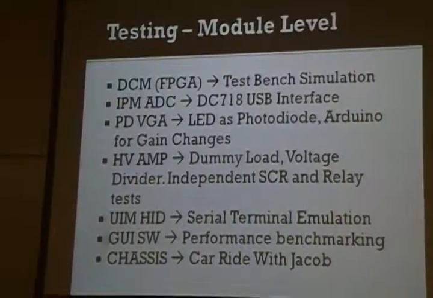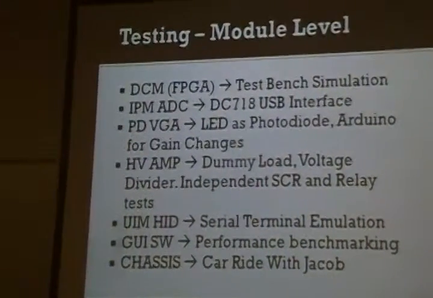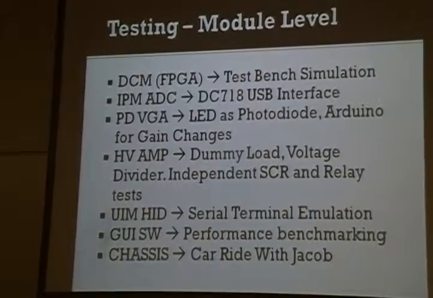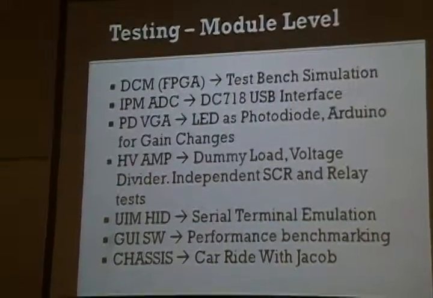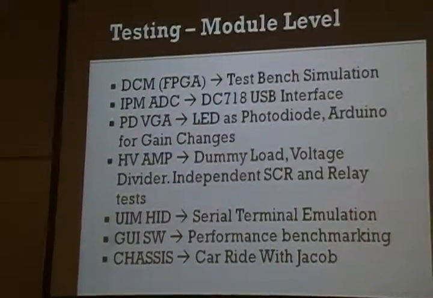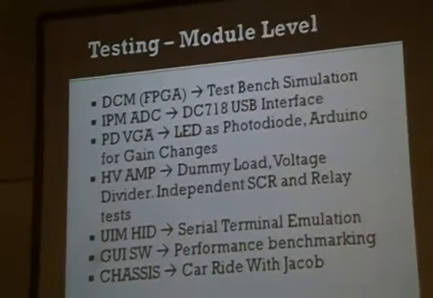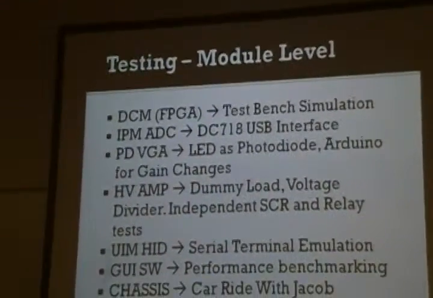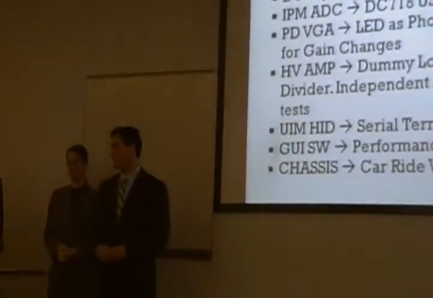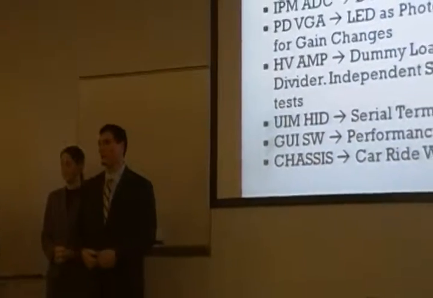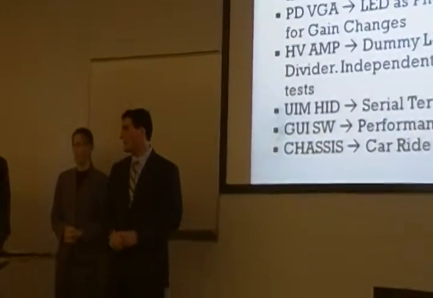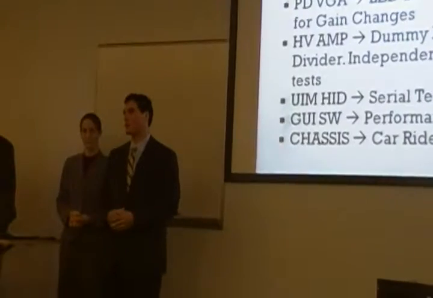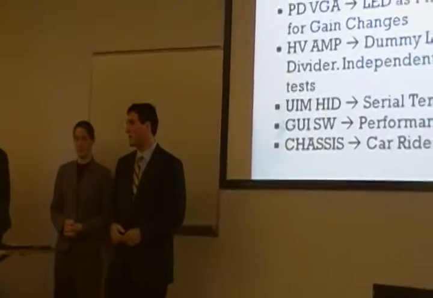The photodiode variable gain amplifier, we used an LED reverse biased to act as a photodiode, and then used an Arduino to change the voltage gain. The high voltage amplifier, we used things such as dummy loads, voltage dividers, and then we tested using an independent SCR probe bar and a vacuum relay to make sure that things would safely shut down.